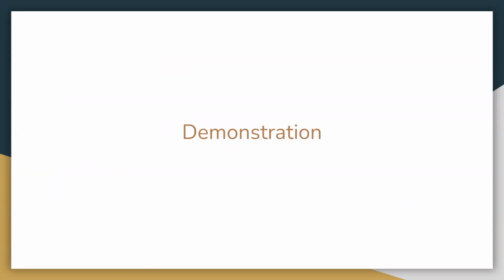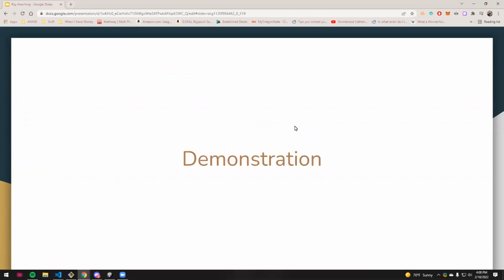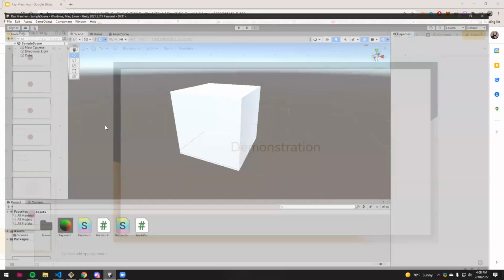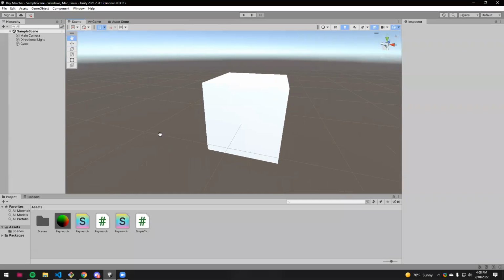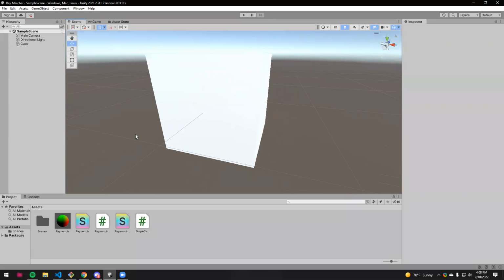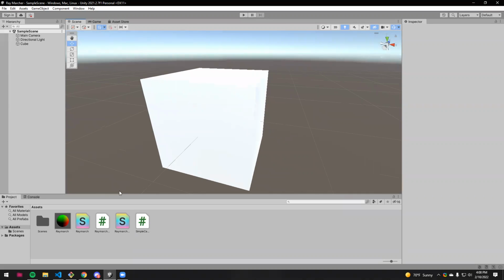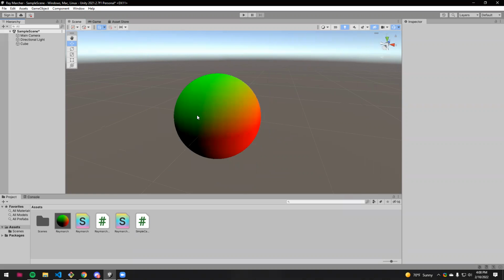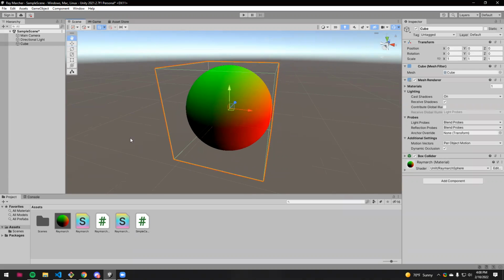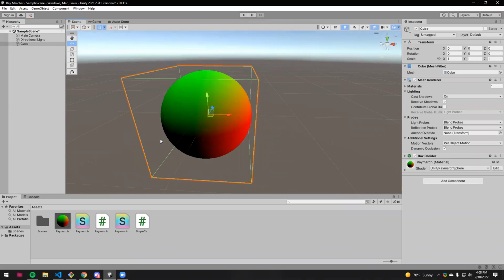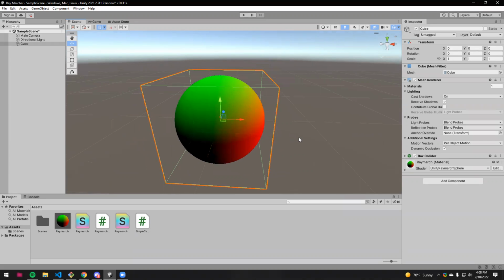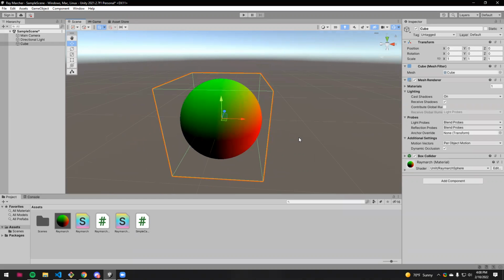Now I put together a little Unity demonstration. Here we have this cube. If you think of the cube as the bounds for one of the SDFs, and I apply the ray marching material here, then we get the sphere using that same SDF from the presentation. The rays are being calculated from the direction of the camera.